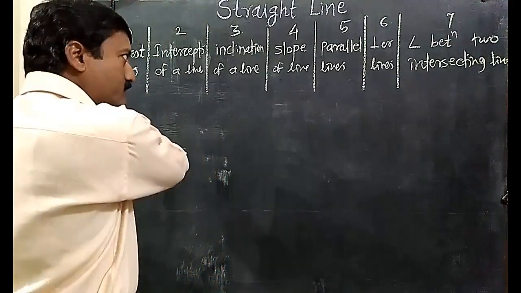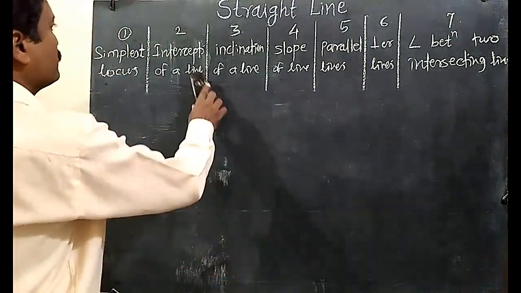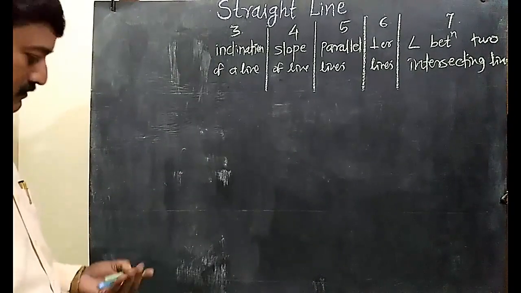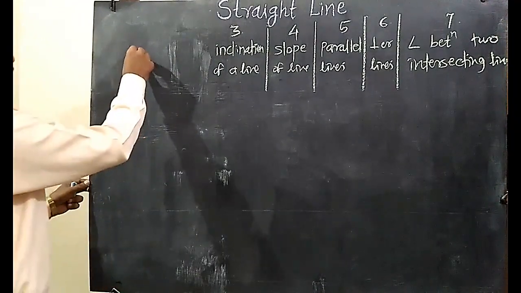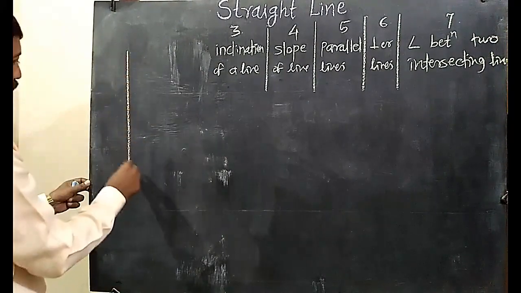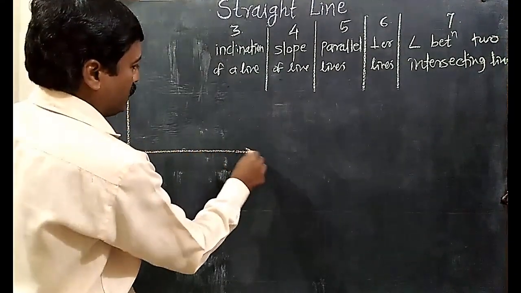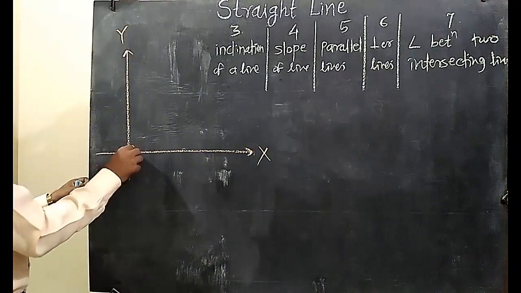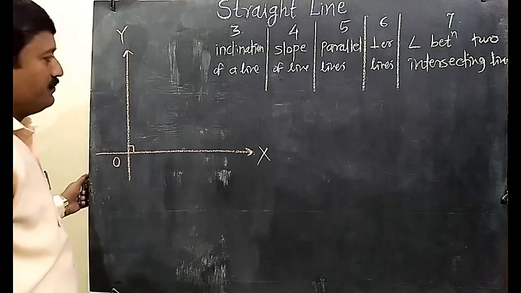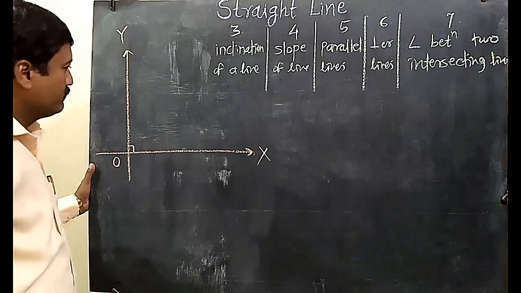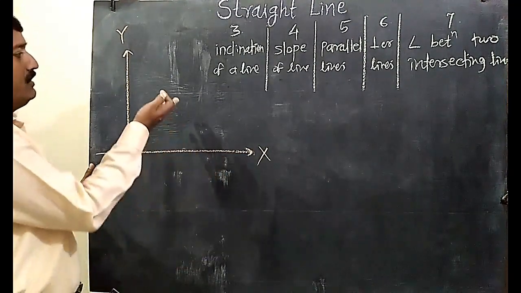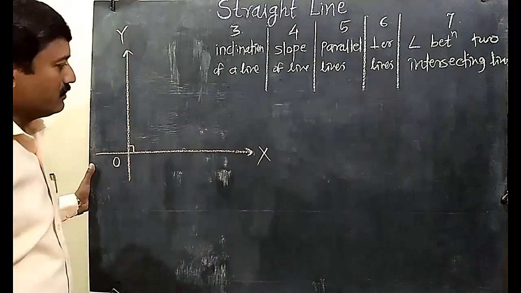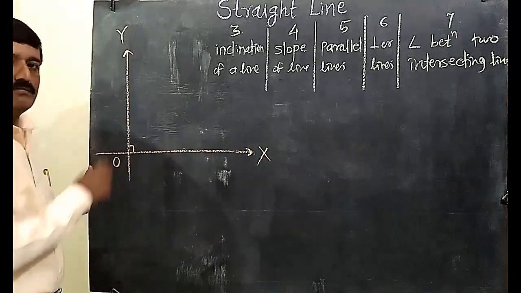Inclination of a line. Let us consider the coordinate system once again. This is the x-axis, y-axis, and origin. If you draw a certain line in this plane, it may be parallel to the x-axis, parallel to the y-axis, or non-parallel to both the x and y axes.